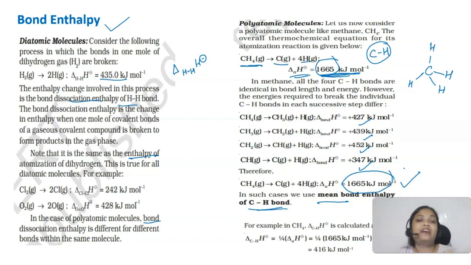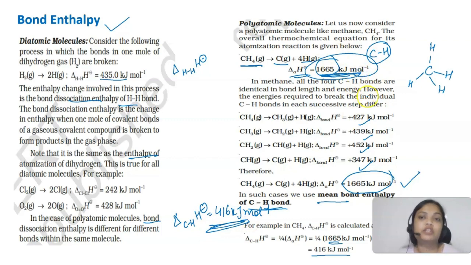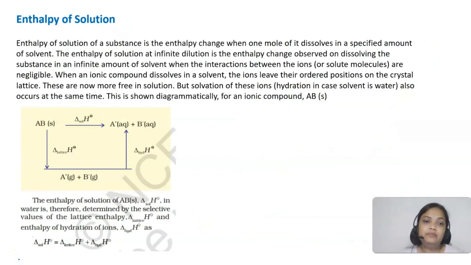Now to break 1 bond, what will I do? I will divide this by 4. When I divide this by 4, I'll get 416 kilojoule per mole. So this will be the bond dissociation enthalpy for the CH bond. So here the bond dissociation enthalpy and the enthalpy of atomization are not the same. This is the enthalpy of atomization, 1665, but the bond dissociation enthalpy would be different.